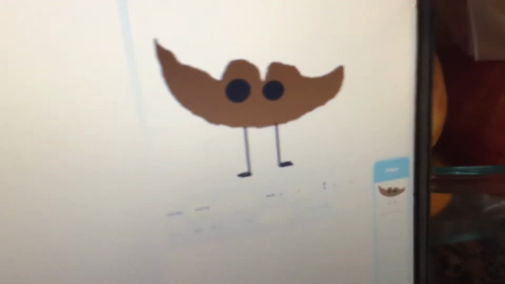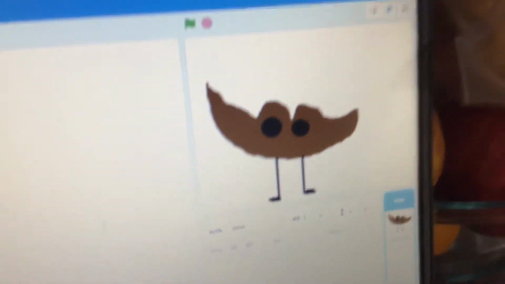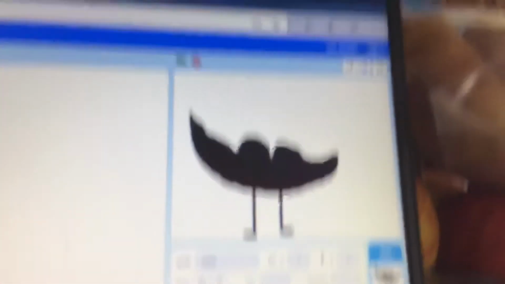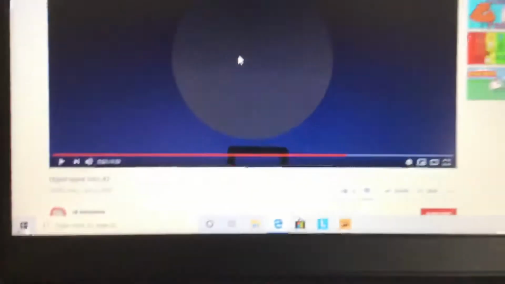And here is what Mustache was supposed to look like in the intro. Well, I did it like this, so it made it look like it was black. It was actually brown.